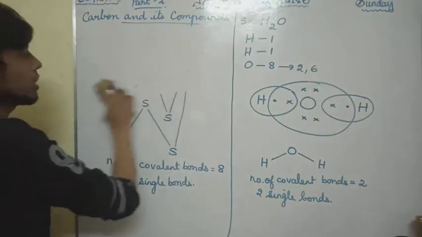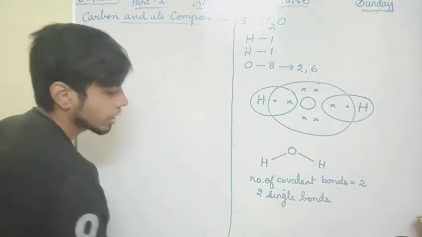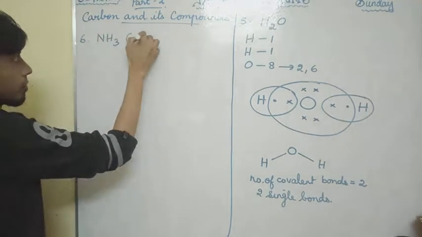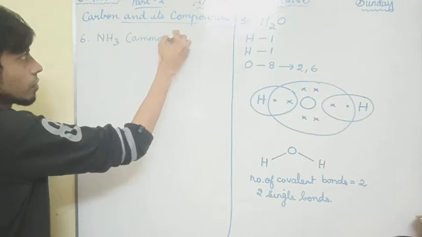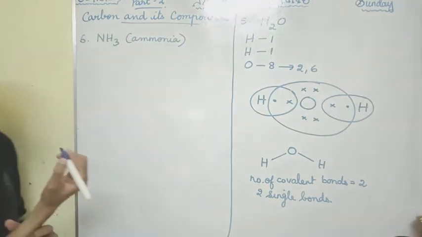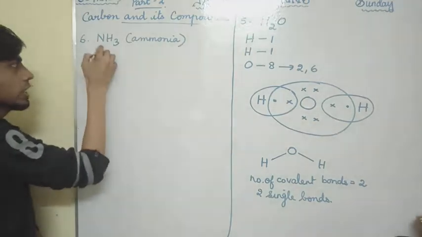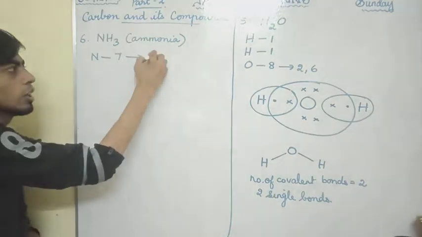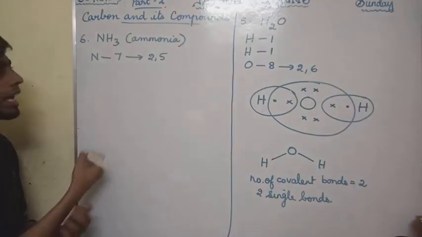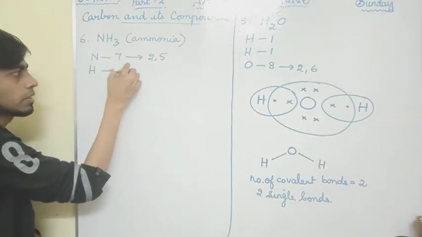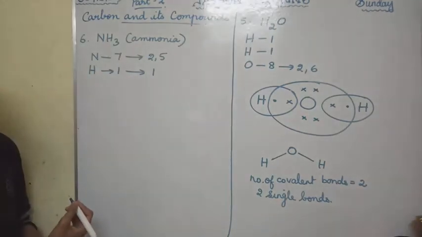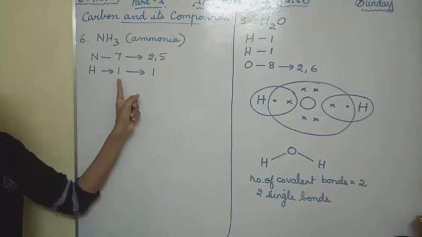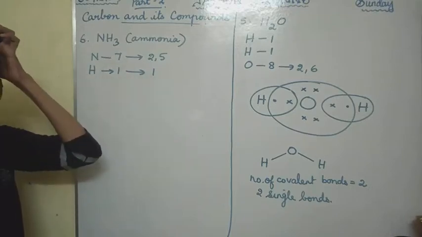Okay, so now the next one we will draw. We will be drawing for ammonia, NH3. Ammonia. Okay, so ammonia, first nitrogen is present. Nitrogen, the atomic number is 7. It will be arranged as 2, 5. Okay, and hydrogen, the atomic number is 1. So it will be arranged as one only. So similarly, three hydrogens are there. All the three hydrogens will be having one electron only, and it will be arranged in the first shell.